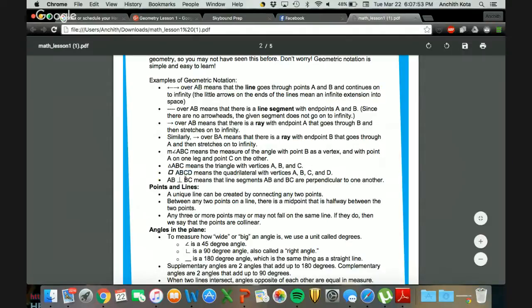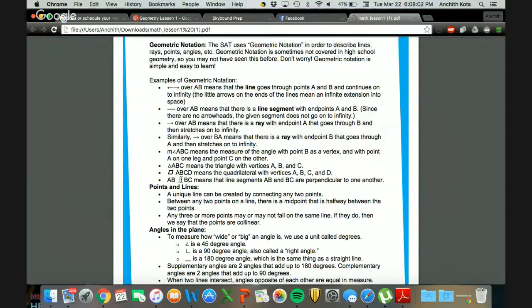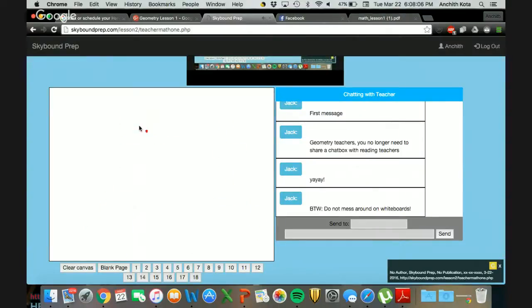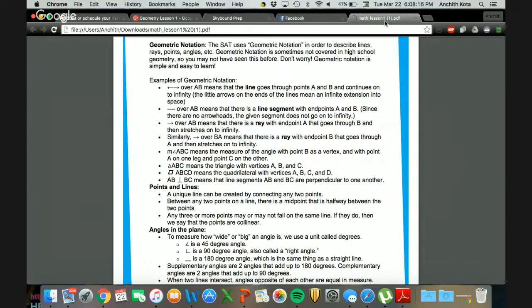And then this symbol right here that looks like an upside down T means that the 2 line segments are perpendicular to each other. Being perpendicular just means that you have 2 lines like that and they intersect at a right angle. We're going to be using squares to represent right angles. And a right angle just has 90 degrees. So that's pretty self-explanatory.